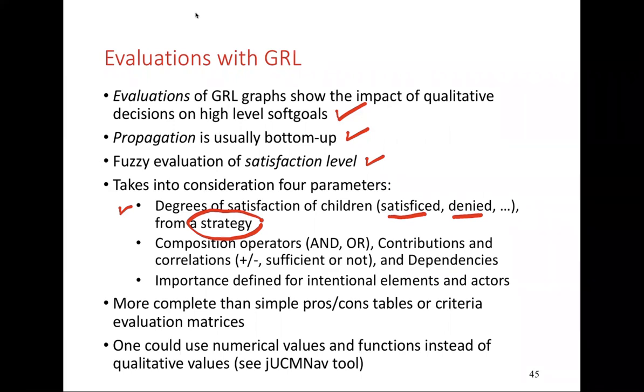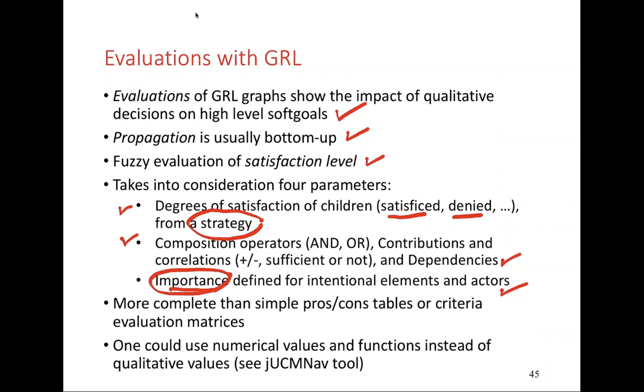The second parameter that we also consider is the composition operators. The third one is the contributions, the correlations, and even the dependency relationships. And the fourth one is the importance factors, which are defined for intentional elements and actors. So we look at the satisfaction level, we look at relationships and links, and we look at importance for each component, whether it's an intentional element or even an actor.